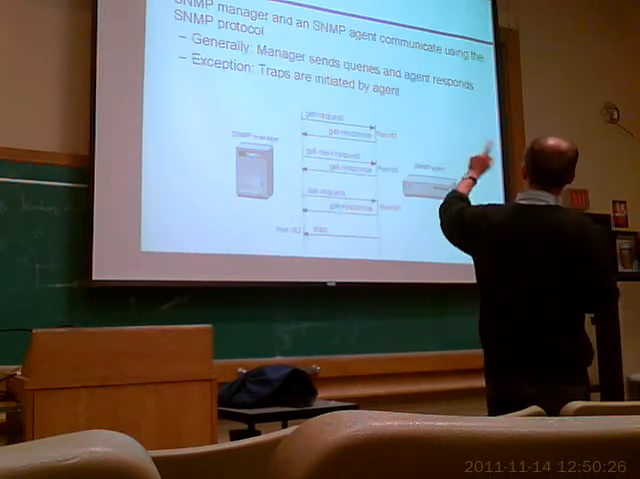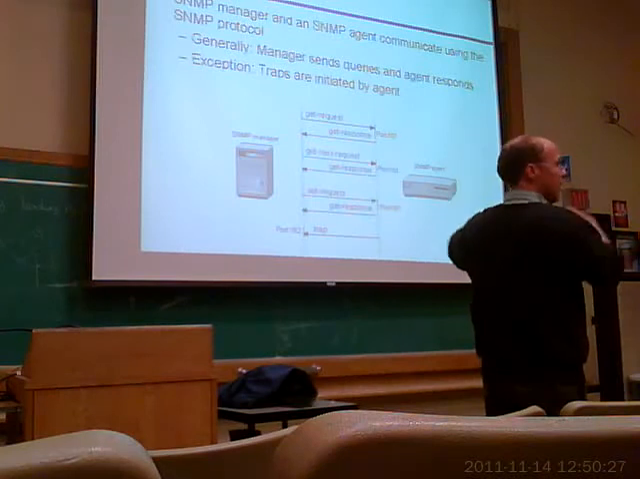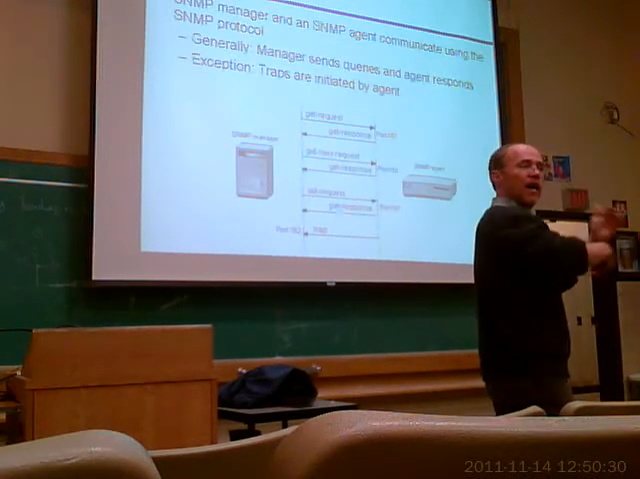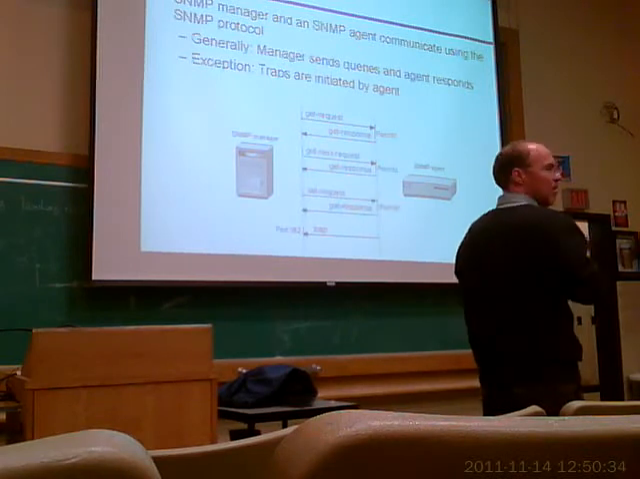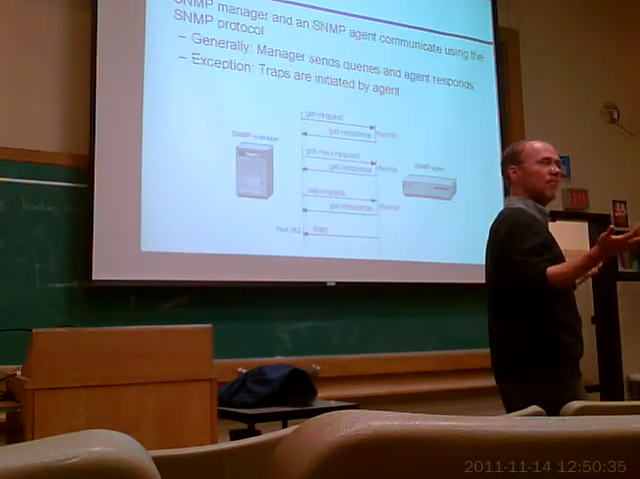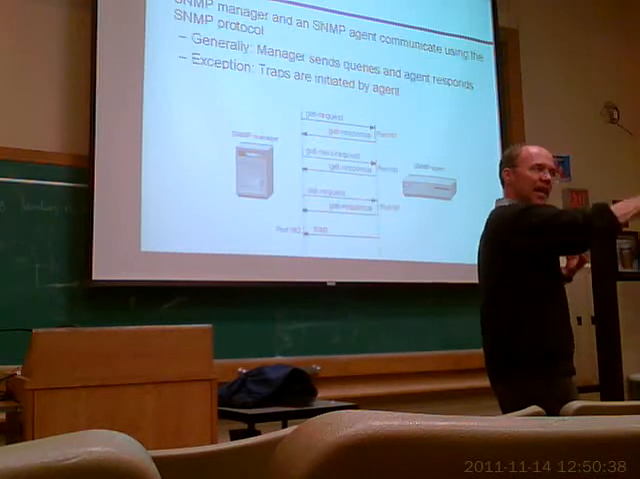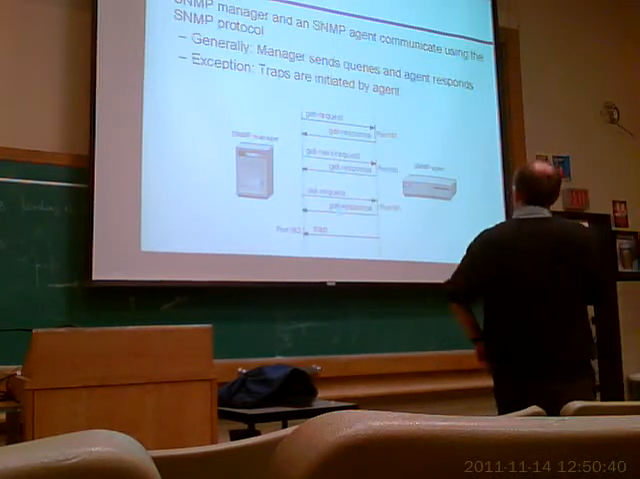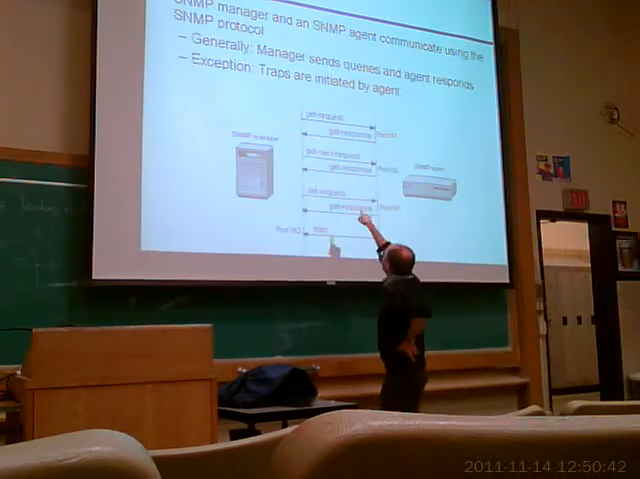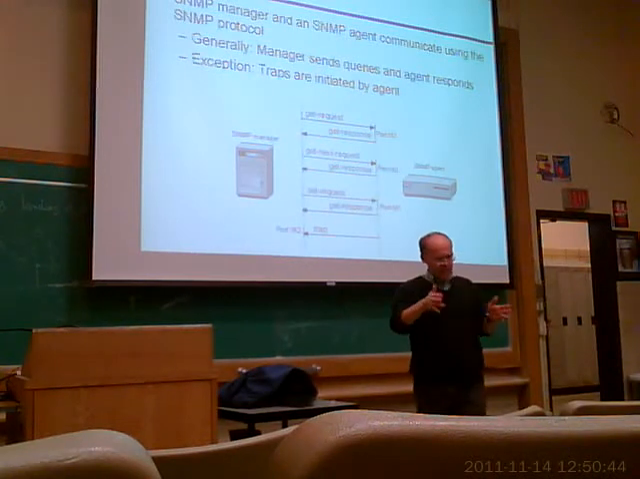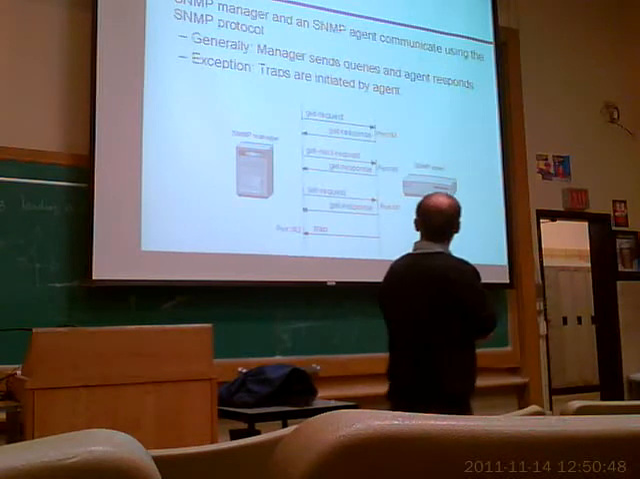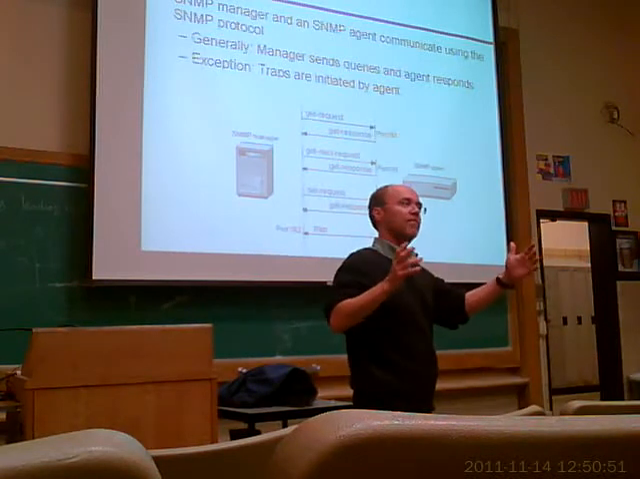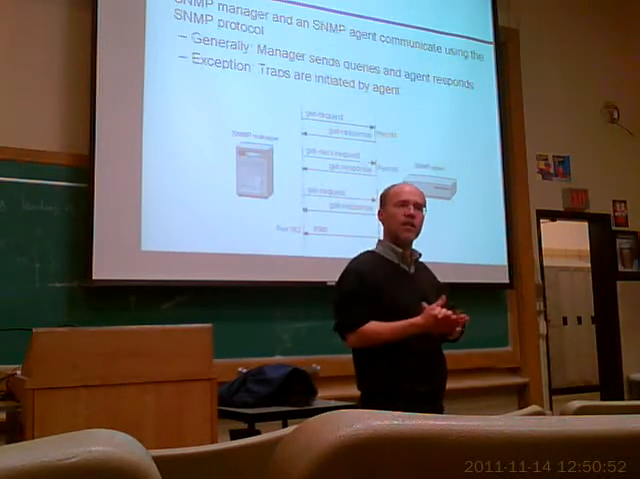Because of this GET next request, asking for multiple items is called walking the MIB. When you walk the MIB, you're essentially asking for all items. This GET next request is part of SNMP version 1. There's SNMP version 2, where you can ask for larger chunks. So today one can ask for larger chunks.